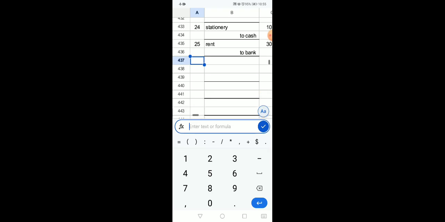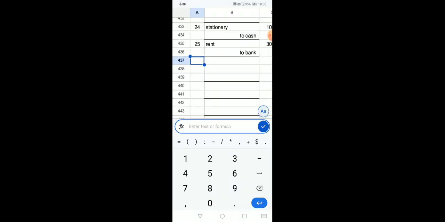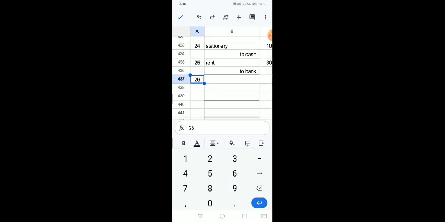All right, 25th entry has been completed, and what is next? It is 26. First you should write the date. What is the 26th entry saying? He purchased goods for cash, and he pays for office salaries by check.